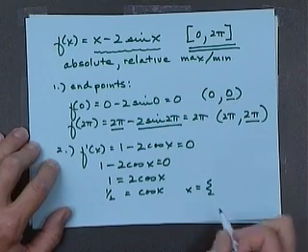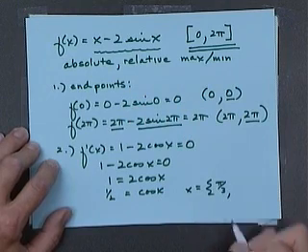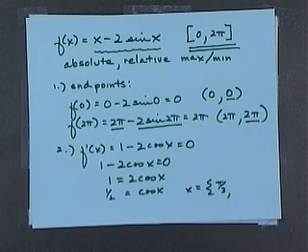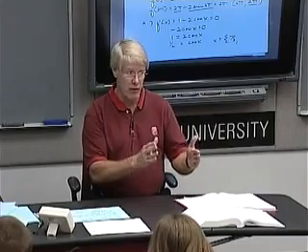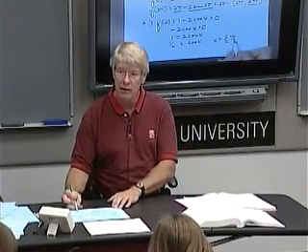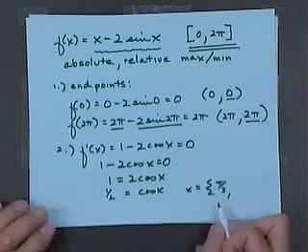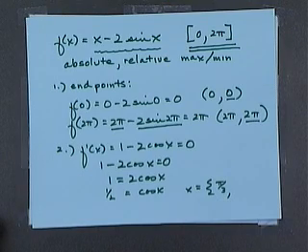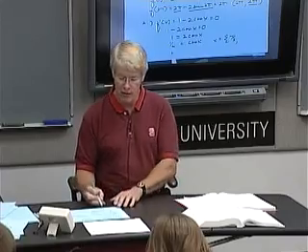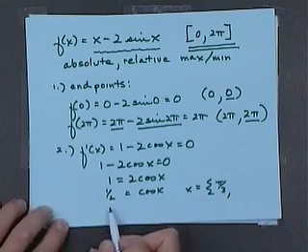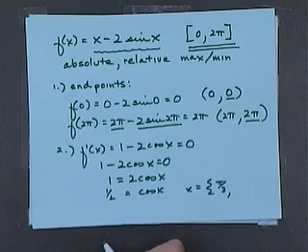Pi over 3? Where else? So that'd be the equivalent of 60 degrees, right? There's a lot of thought processes going on here. Where's the cosine positive? Cosine's positive in the first quadrant. We got that. Where else is the cosine positive? In the fourth quadrant, right? What's the fourth quadrant angle whose cosine value is 1/2? 5 pi over 6? Is that right? No.